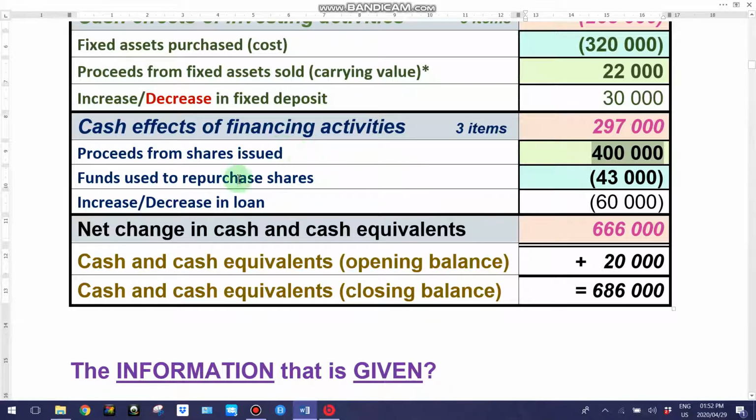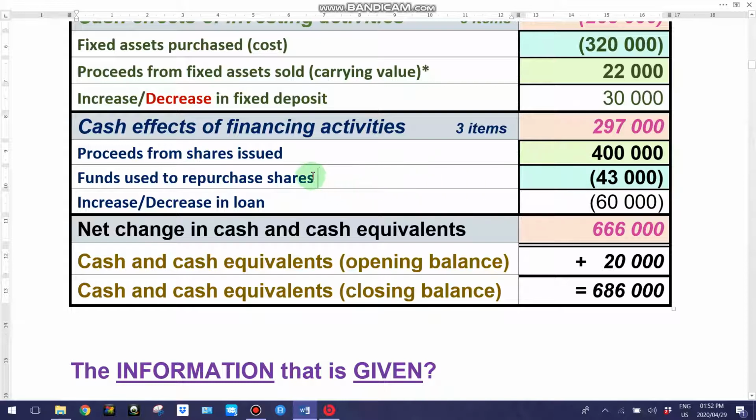The second item on this list, funds used to repurchase shares. How much did the business spend to repurchase shares? So therefore, this has to be an outflow of cash. It tells me the amount of money that I spent to buy back shares from someone who does not want to be a shareholder in this company anymore.